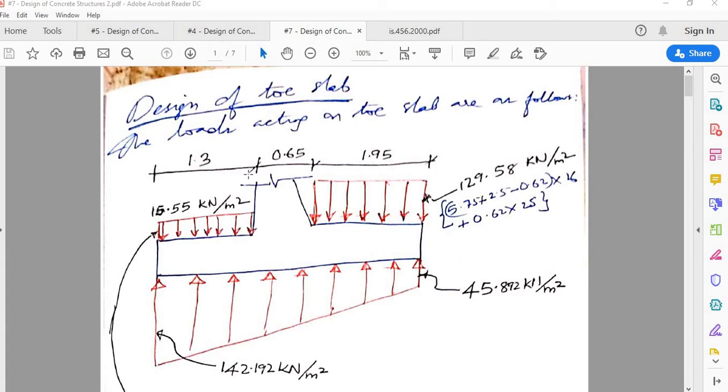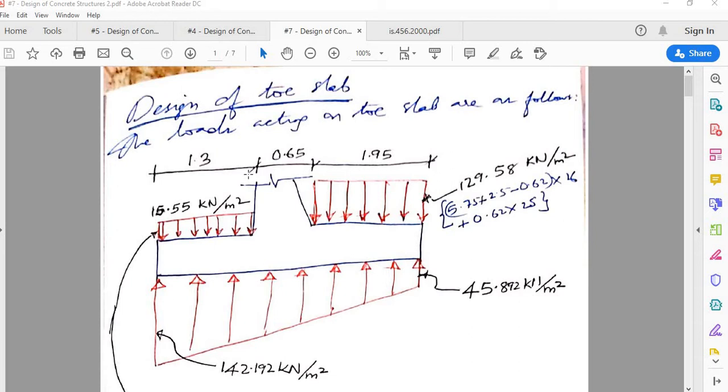Hello students, welcome to another lecture. So with today's lecture, hopefully we will complete the problem on cantilever retaining wall. While you do that assignment which I have given you, I will complete the full problem.